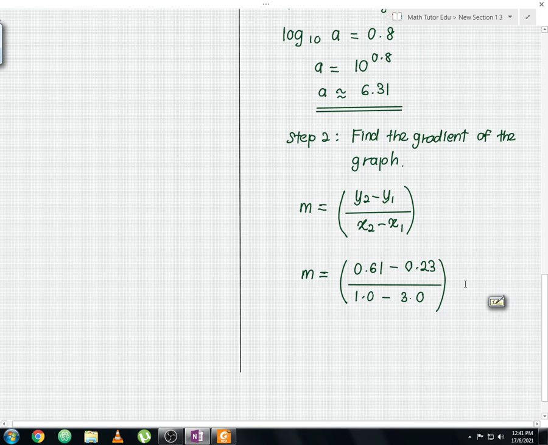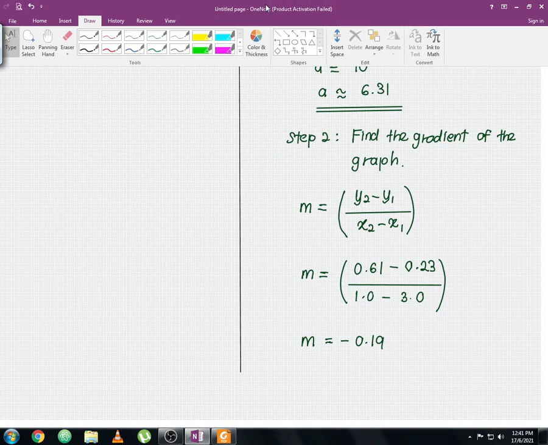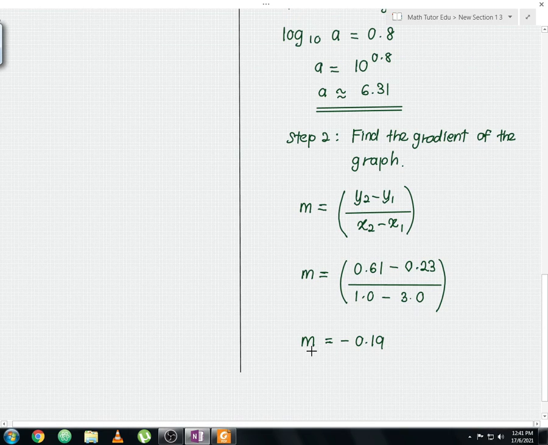You calculate this, you should be getting the gradient of the straight line is equal to negative 0.19. Okay, so this is your first step. I mean, the first step within the second step, guys.